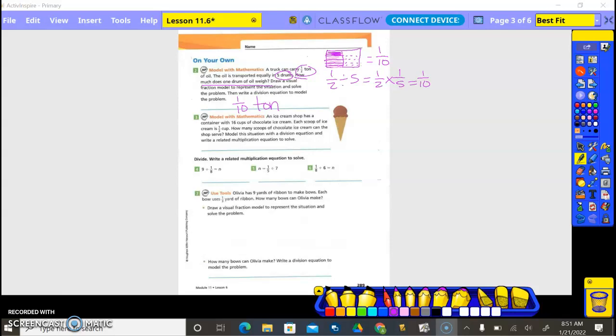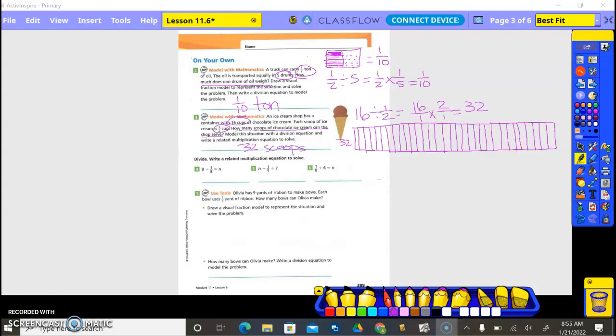Number 3, model with mathematics. An ice cream shop has a container with 16 cups of chocolate ice cream. Each scoop of ice cream is half a cup. How many scoops of chocolate ice cream can the shop serve? Model the situation with a division equation. Write a related multiplication equation to solve.